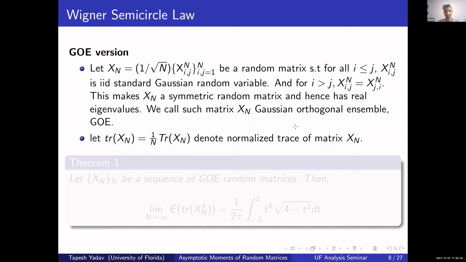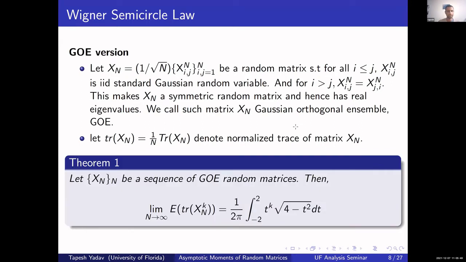Let small tr X_n equal 1 over n times the trace of X_n, denote the normalized trace of matrix X_n. Then the theorem states: let X_n be a sequence of GOE random matrices, then the limit as capital N goes to infinity of the expectation of tr X_n^k equals 1 over 2 pi times the integral from minus 2 to 2 of t to the power k times square root of 4 minus t squared dt.